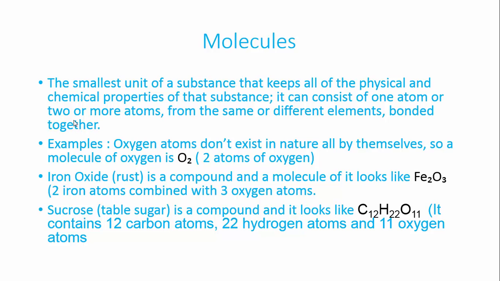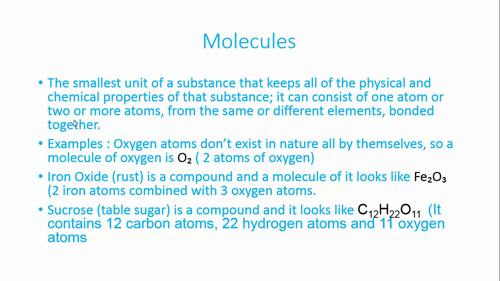Iron oxide, you and I know it as rust, is a compound. Okay? It puts together oxygen and iron. And a molecule of it looks like Fe2O3, which simply means two iron atoms combined with three oxygen atoms.